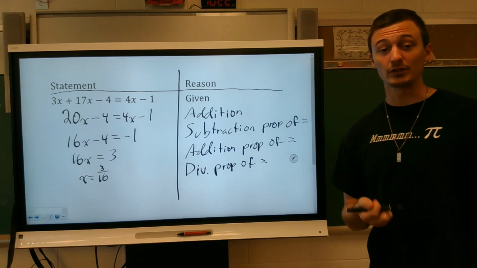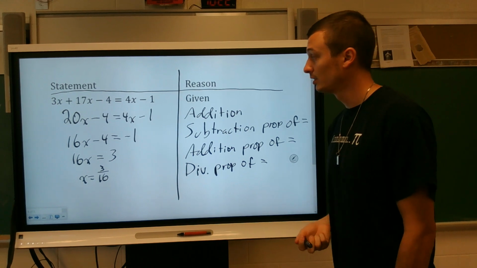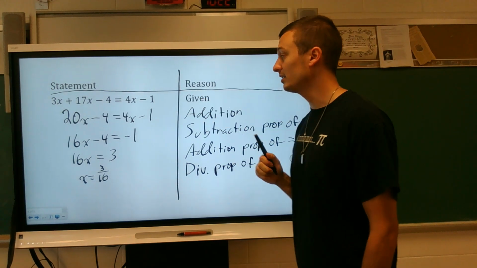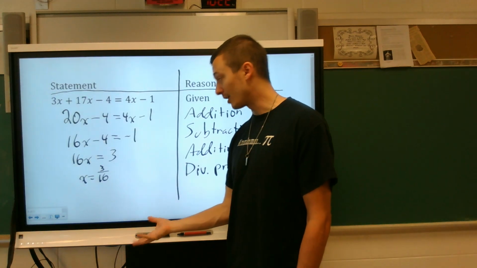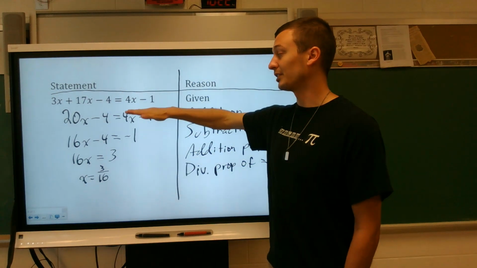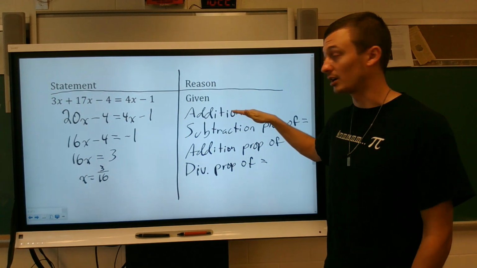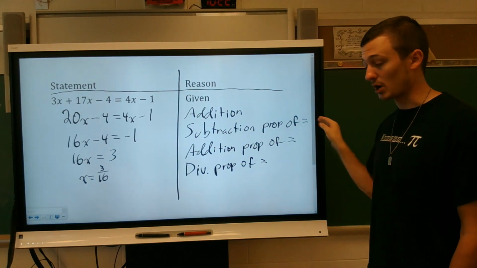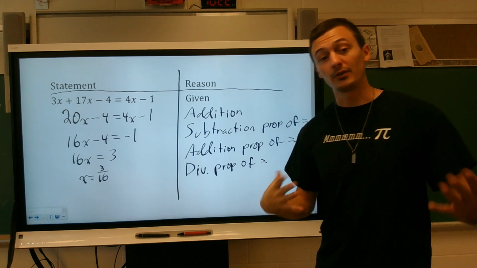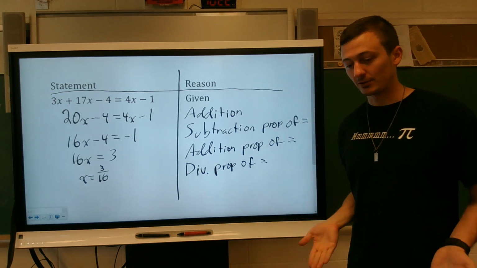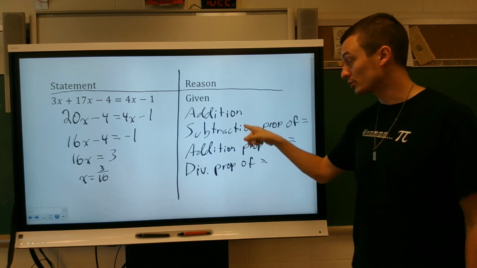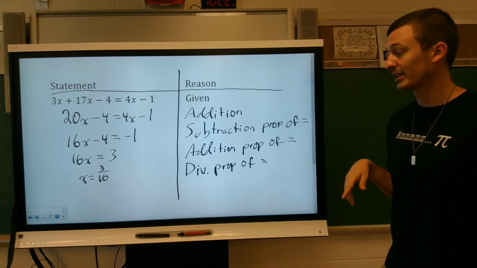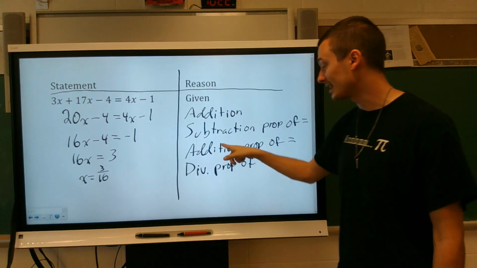So this is an example of a two-column algebraic proof where I'm starting with what I'm given, and then as I go through algebraically, I would combine like terms. Well, to do that, I used addition. Next, I would subtract 4x from both sides. That's the subtraction property of equality. The subtraction property of equality is I can subtract the same thing from both sides and it stays equal. So using subtraction, everything stays equal. Then I added 4 to both sides. The addition property of equality.